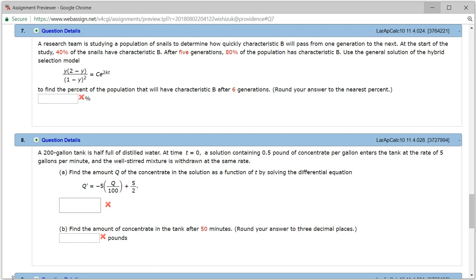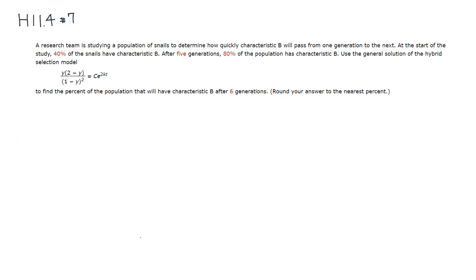Let's look at the homework 11.4, problem number 7. All right. So we have actually a solution given in a kind of implicit form, and we have a couple of initial conditions. Then we want to find the y value when t equals 6. All right. So let's just do this problem.